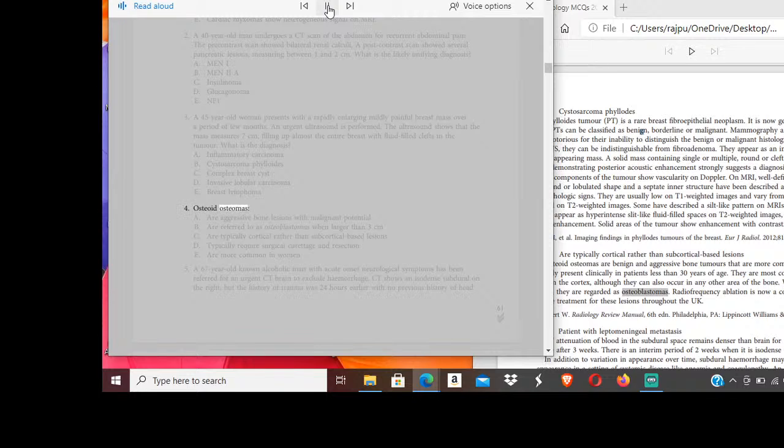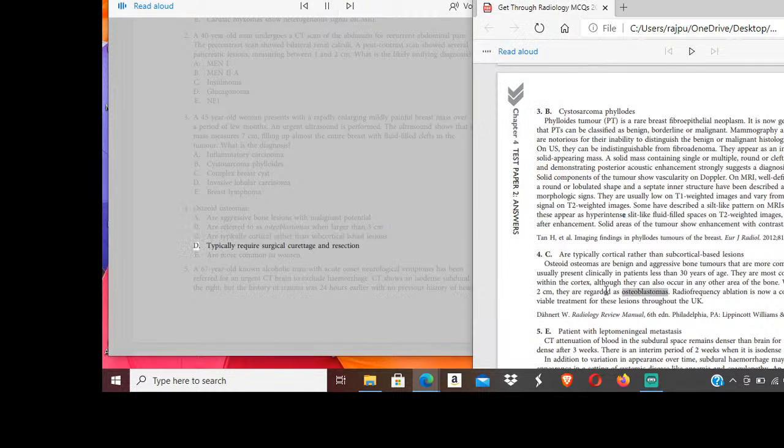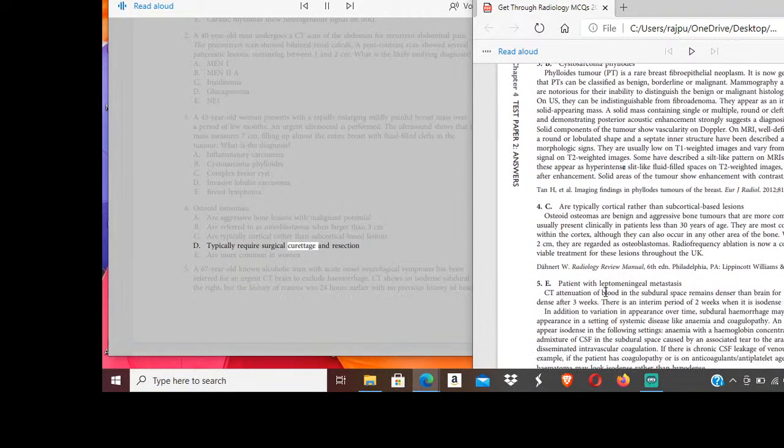4. Osteoid osteomas: A, are aggressive bone lesions with malignant potential. B, are referred to as osteoblastomas when larger than 3 cm. C, are typically cortical rather than subcortical-based lesions. D, typically require surgical curettage and resection. E, are more common in women.